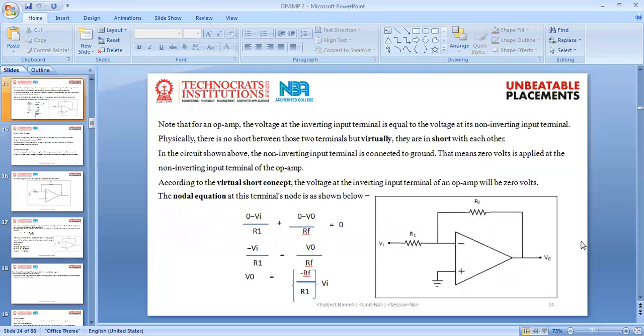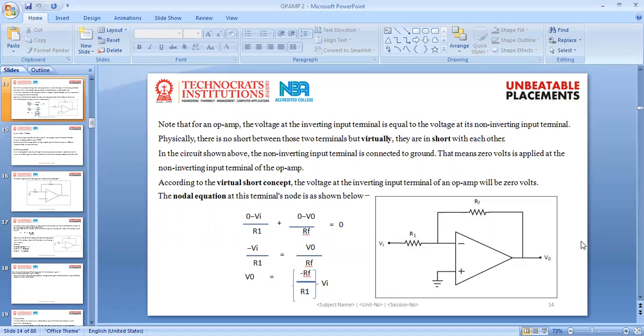Now, note that for an op-amp, the voltage at the inverting input terminal is equal to the voltage at its non-inverting input terminal. Physically, there is no short between these two terminals, but virtually they are shorted with each other. In the circuit shown below, the non-inverting input terminal is connected to the ground. That means 0 volt is applied at the non-inverting input terminal.